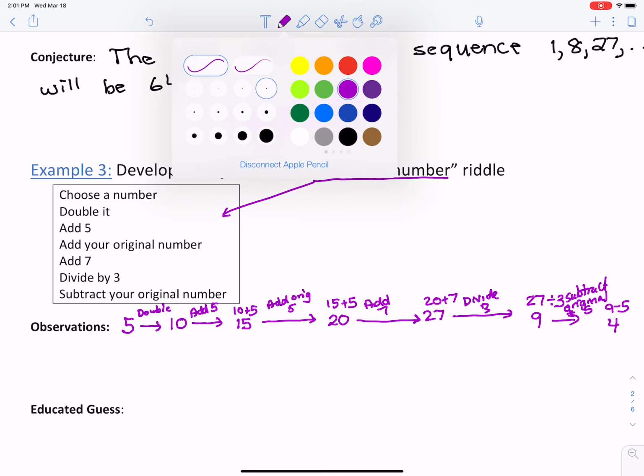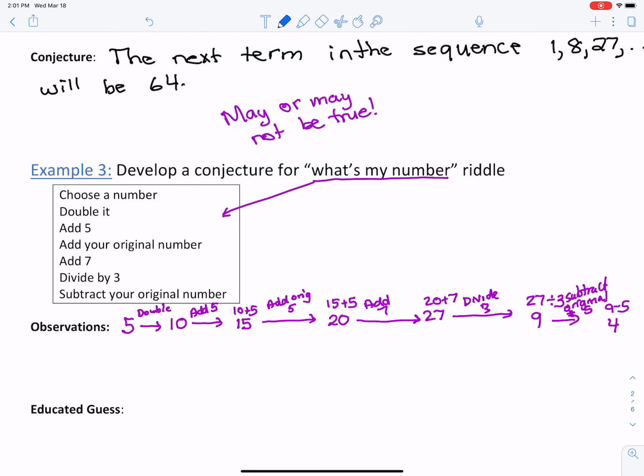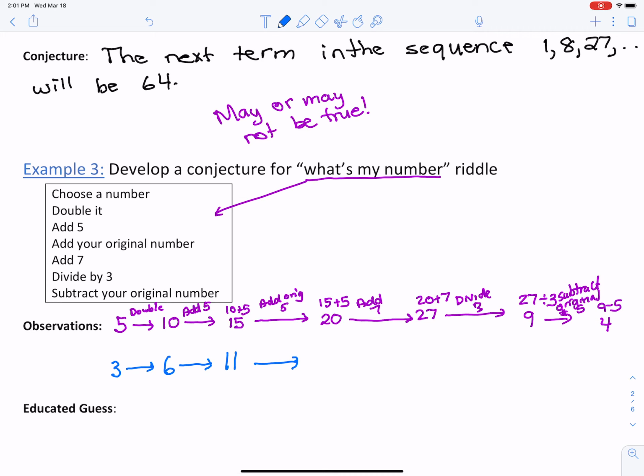I have to try it again so I can see, is there something happening? So let's choose a different number. 3. Double it, 6. Add 5, I get 11. Add your original number. 11 plus 3 is 14. Add 7, so 14 plus 7 is 21. Divide by 3 is 7. And then subtract original number. 7 minus 3 is 4.